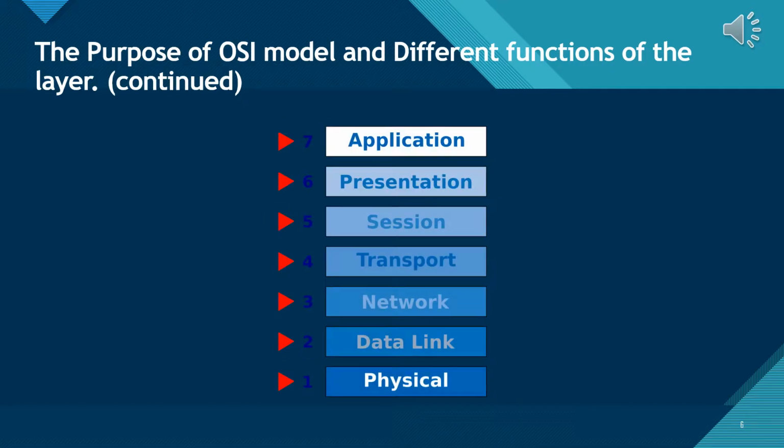There are 7 different layers in the OSI model. Number 1, the physical layer. 2, data link layer. 3, network layer. 4, transport layer. 5, session layer. 6, presentation layer. And 7, application layer.